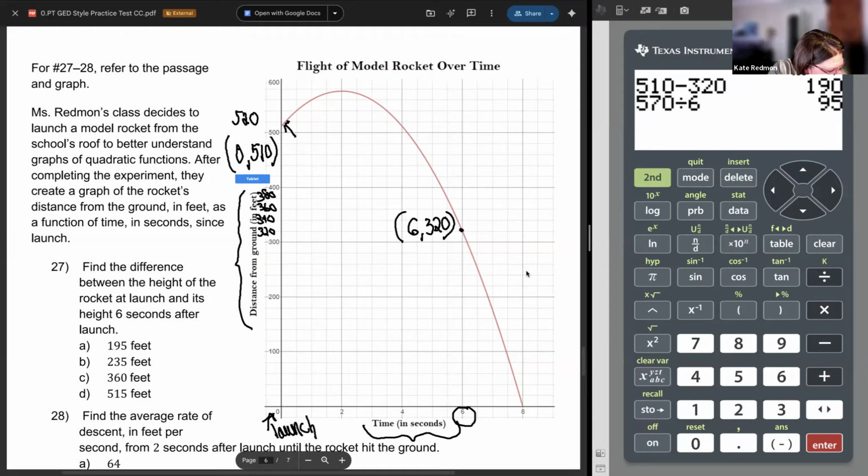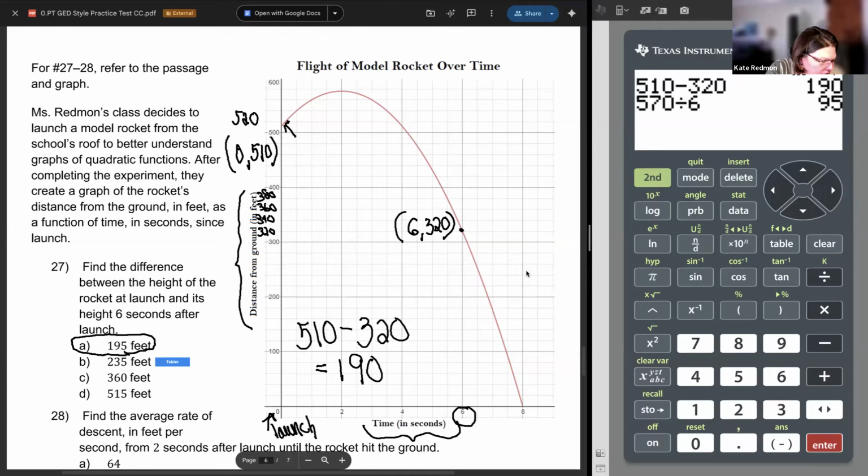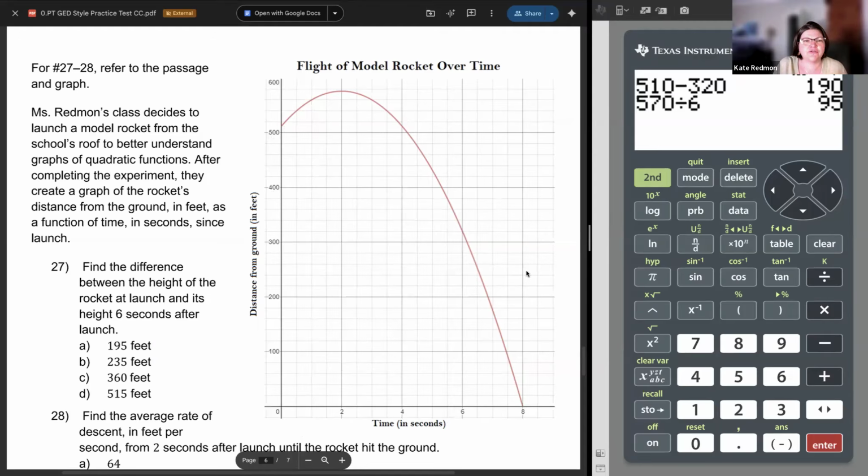And I need to find the difference between the height of the rocket at launch, that's 510, and at 6 seconds, that's 320 feet. And difference says subtract. Do that, and you can do it in your calculator if you'd like, but you get 190. And so, which one of these answers is closest? Oh, it looks like my estimate was pretty good. How about 195 feet? Nice. Now let's look at 28. 28's a little tricky.